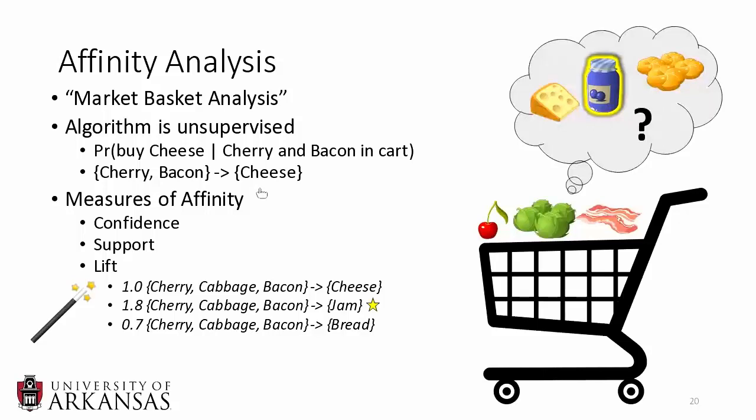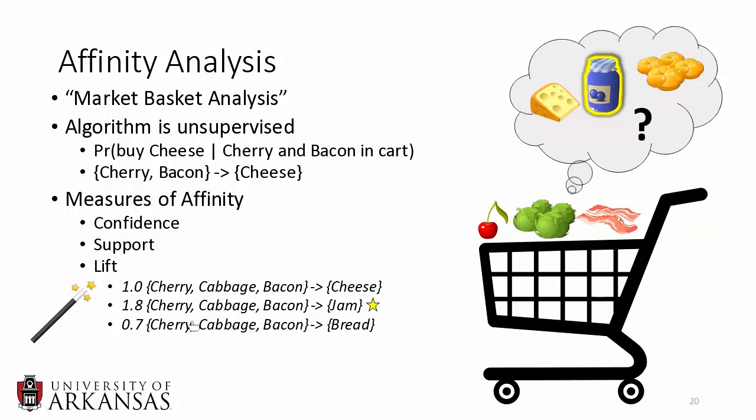So for example, let's say you have a rule that says if they've got cherry, cabbage, and bacon in their cart, they're also going to have cheese in their cart. If the lift of this is 1.0, that tells you there's no predictive value here at all. They are just as likely to put cheese in the cart whether they do or don't have cherry, cabbage, and bacon. If your lift is down here at 0.7, like if they have cherry, cabbage, and bacon, and the lift on the bread prediction is only 0.7, that says they're 30% less likely to have bread. So they are not buying bread with these other ingredients for whatever reason.